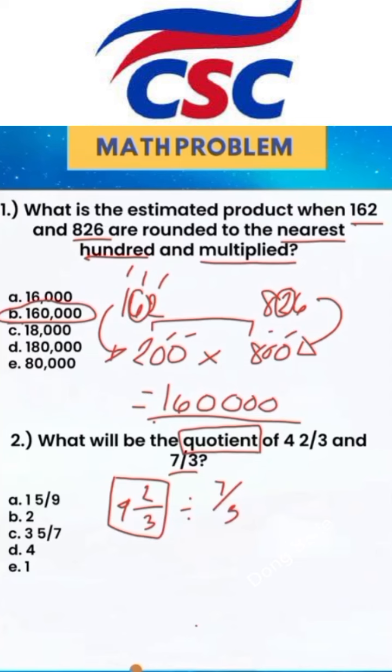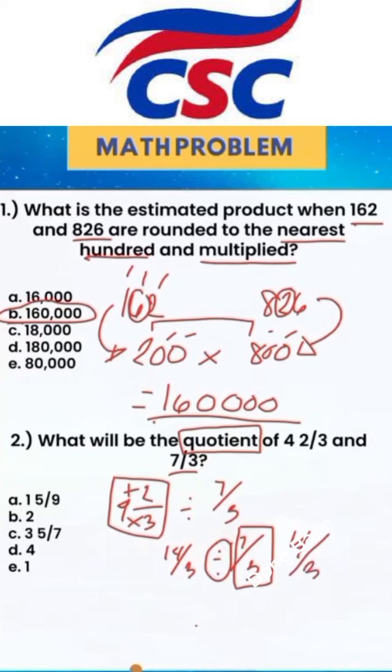So, paano natin gagawin yun? 4 times 3 is 12. Plus 2 is 14. So, equation natin 14 over 3 divided by 7 over 3. Okay, division of fraction tayo. So, meaning pag division of fraction, magiging multiplication po itong division. At itong 7/3, kunin po ninyo yung reciprocal. So, ang magiging equation yan ay 14 over 3 division, magiging multiplication times reciprocal ng 7/3.